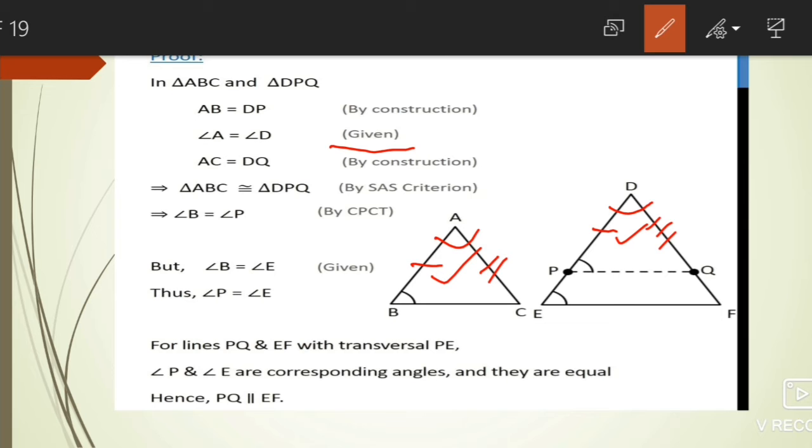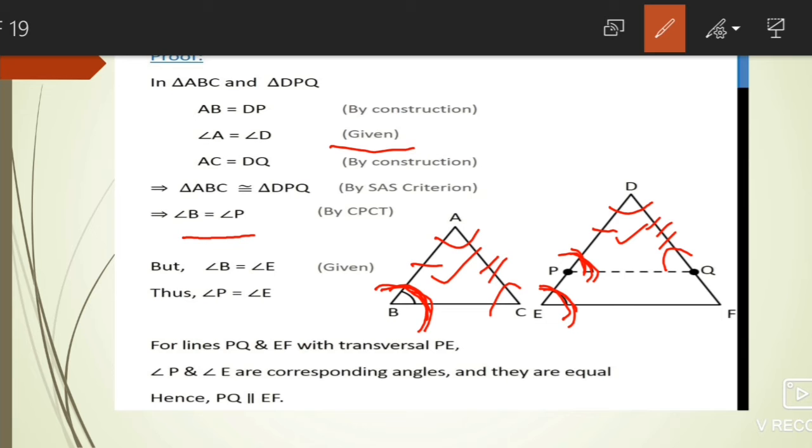Now since they are congruent, angle B will be equal to angle P, and angle C will be equal to angle Q. But you have considered that angle B is equal to angle E, and now you have proved that B is equal to P. That means angle P will be equal to angle E, right? Now let's check the second figure.